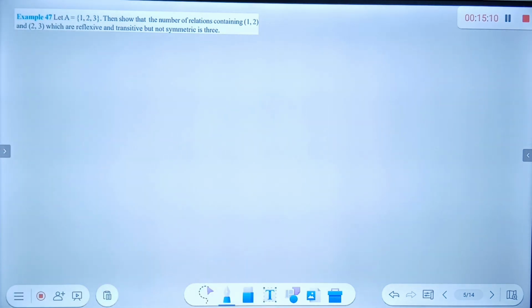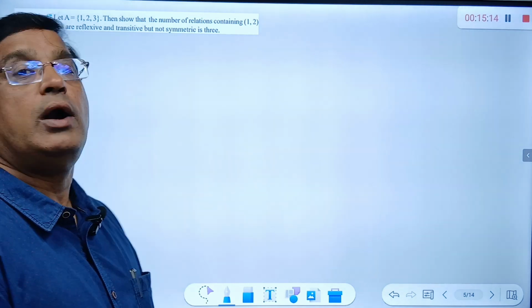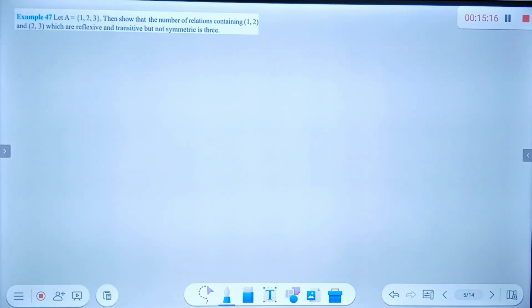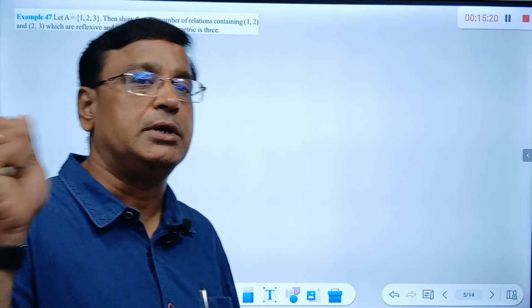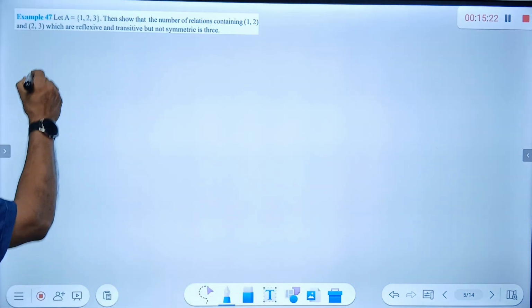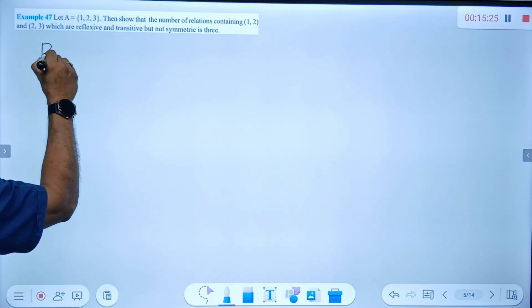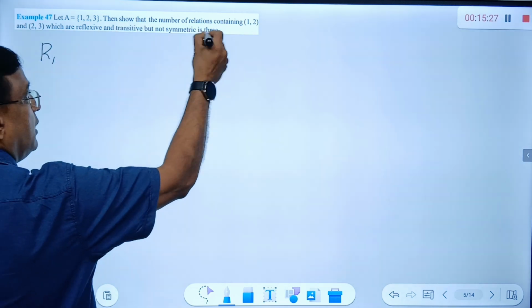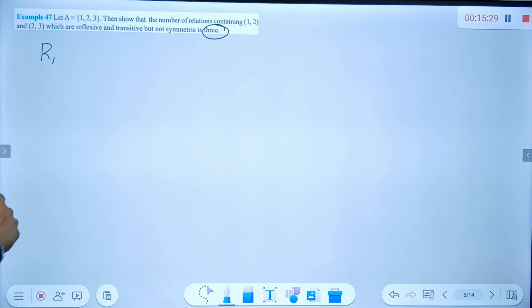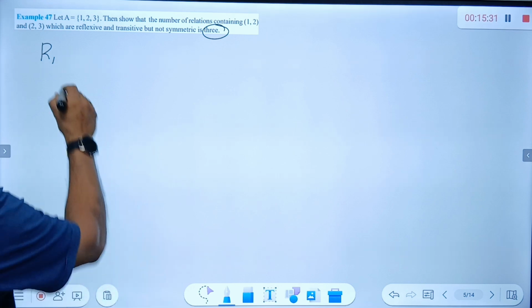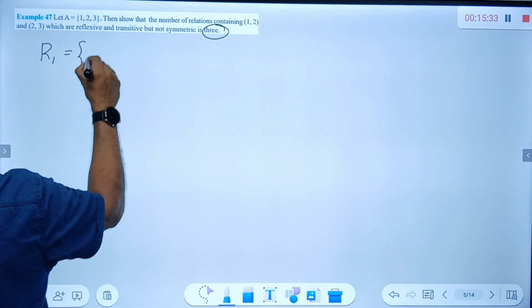Let A equal {1, 2, 3}. Then show that the number of relations containing (1, 2) and (2, 3) which are reflexive and transitive but not symmetric is 3. Okay, so let us take the first relation. Since it is already said there will be 3 such relations, I call the first relation R1, and let us first figure out reflexive.